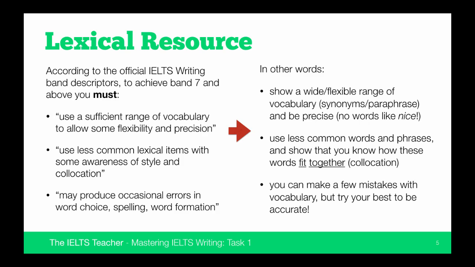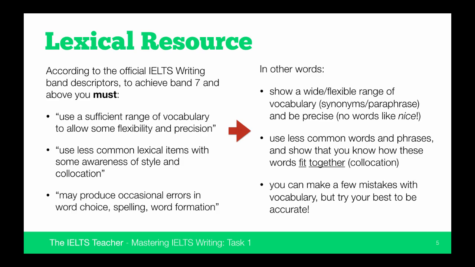So don't use any kind of floaty adjectives like nice, for example. You want to be as precise as you can be. Particularly when it comes to data, you might say just above or just below, for example. Use less common words and phrases and show that you know how these words fit together. That's what collocations are. They're words which fit together. You see them regularly together. So fit together is actually a collocation itself. Now, you can make a few mistakes with your vocabulary and still score a band 7.